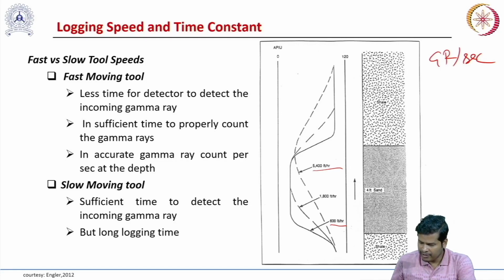So in this figure you can see when the tool was moving slow, this is what we are getting. We are getting constant values across the sand formation. But you can see in this synthetic log, when the velocity is around 1800 feet per hour, and when the velocity is further increased to 5400 feet per hour, we are getting a bad record. That means we should keep the tool velocity low in order to get a very good record.